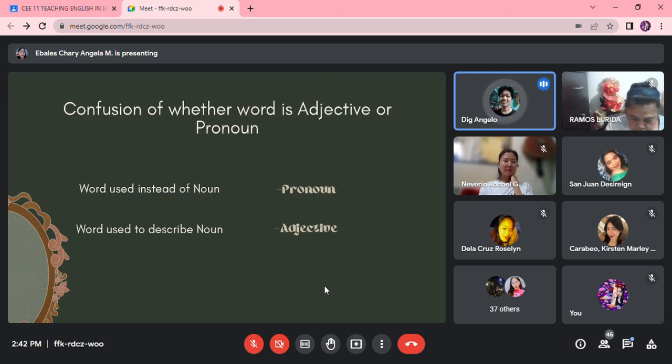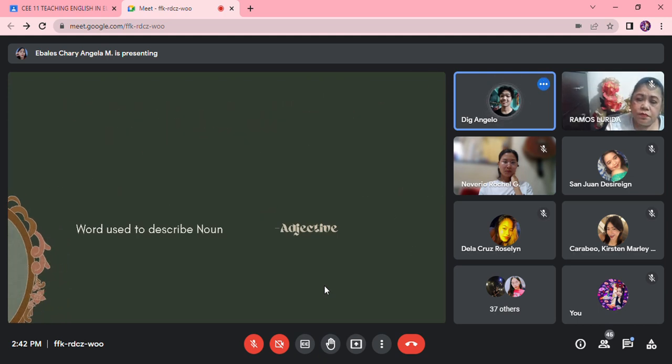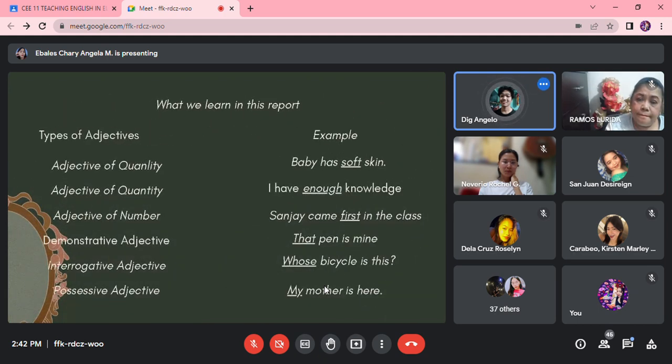So okay, now that we discussed all the 6 main types of adjective, let's now quickly remember what we have learned in this presentation. So we have discussed the types of adjective. Now we will go through the 6 types of adjective with one example each.